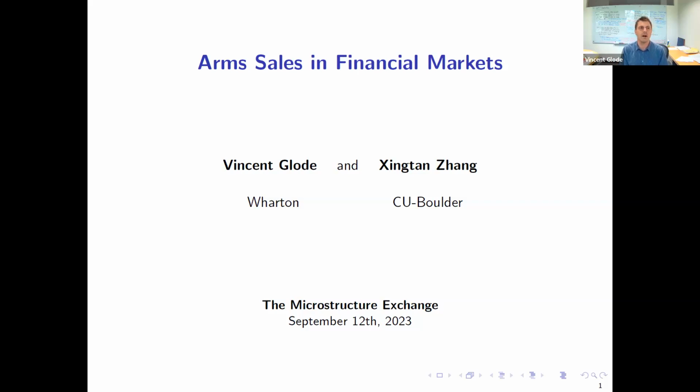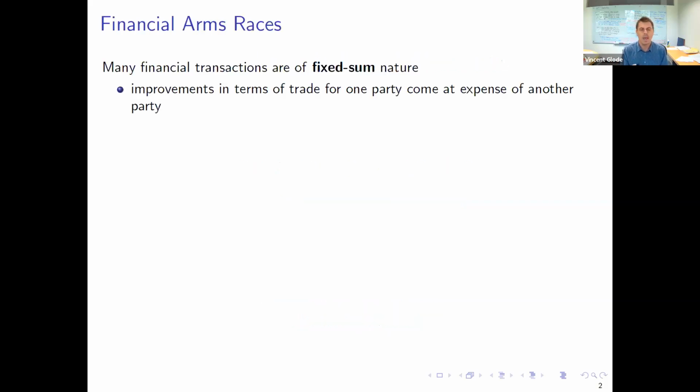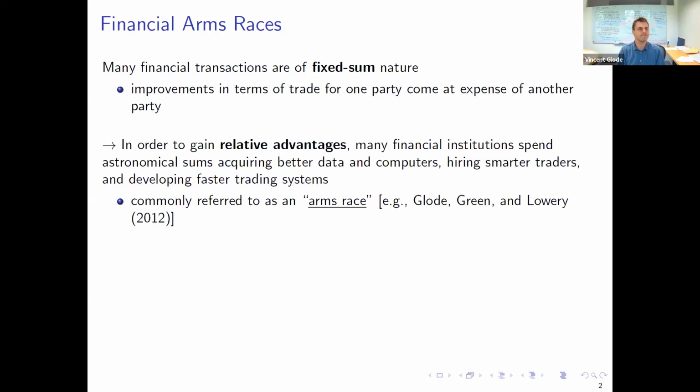So this paper is titled ARM Sales in Financial Markets, right? And as is a theme of several of my papers, this paper tries to understand the implications of the fact that many financial transactions are of a fixed sum nature, meaning that improvements in the terms of trade for one party come at the expense of another party. If I'm trading with Josh and Josh is able to get a slightly better price, that means I got a slightly worse price from the improvement to Josh's terms of trade.